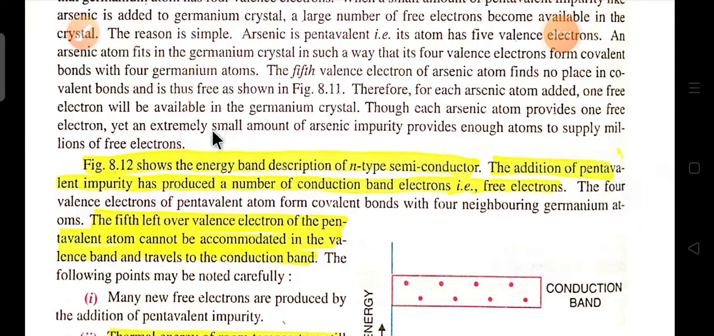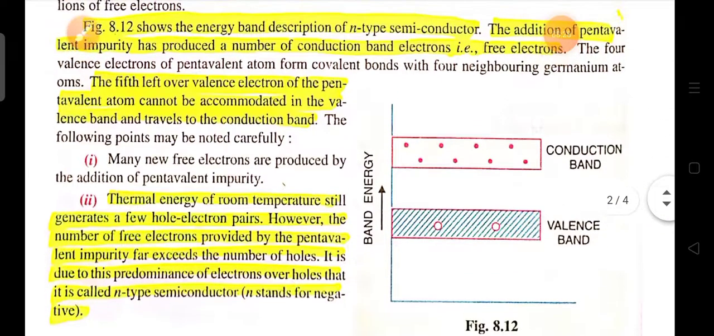Next, this figure shows the energy band description of n-type semiconductor. The addition of pentavalent impurities has produced a number of conduction band electrons, that means free electrons. That means by adding pentavalent impurities, we get many conduction electrons.